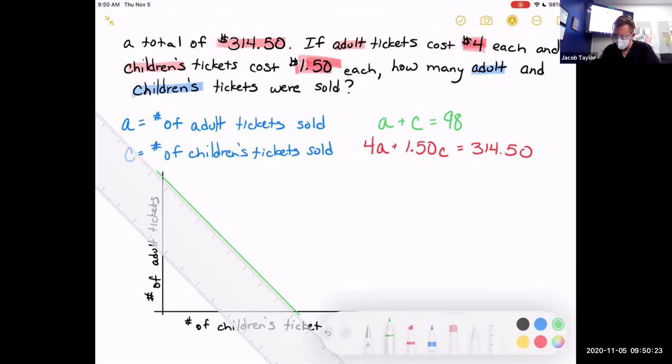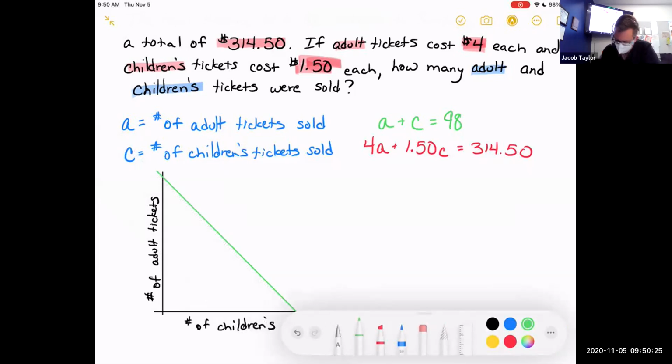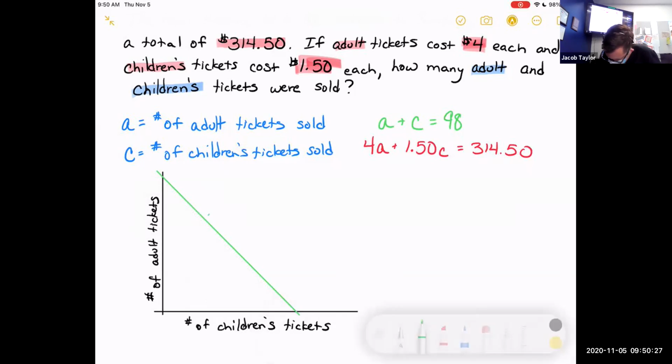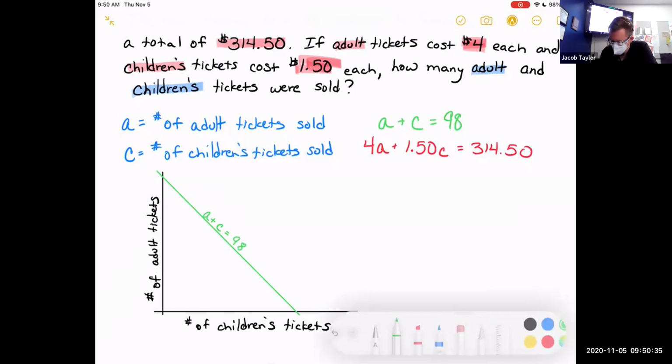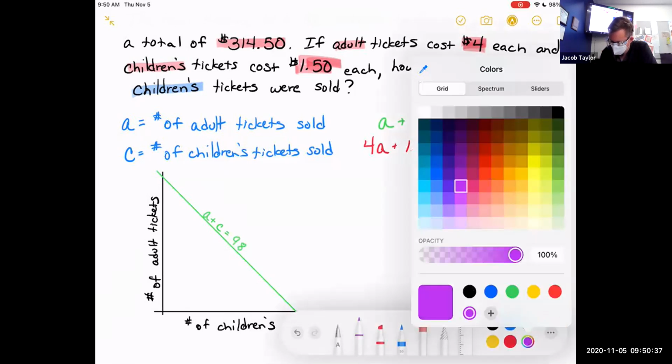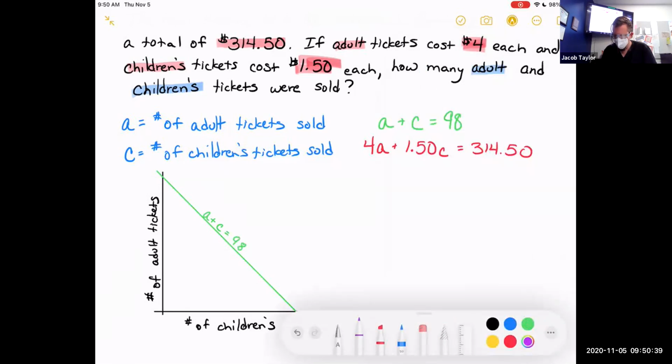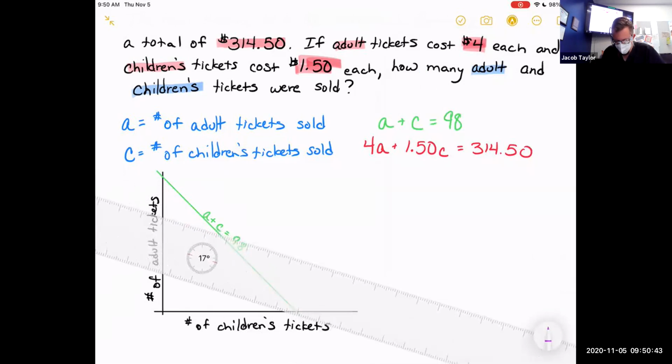It's going to have a y-intercept of 98, so I put the y-intercept up a little high. The slope's going to be -1. Again, we're not focusing too much on how to graph the line, because we've been doing that for a while. We're mostly just focused on how to find the solution.